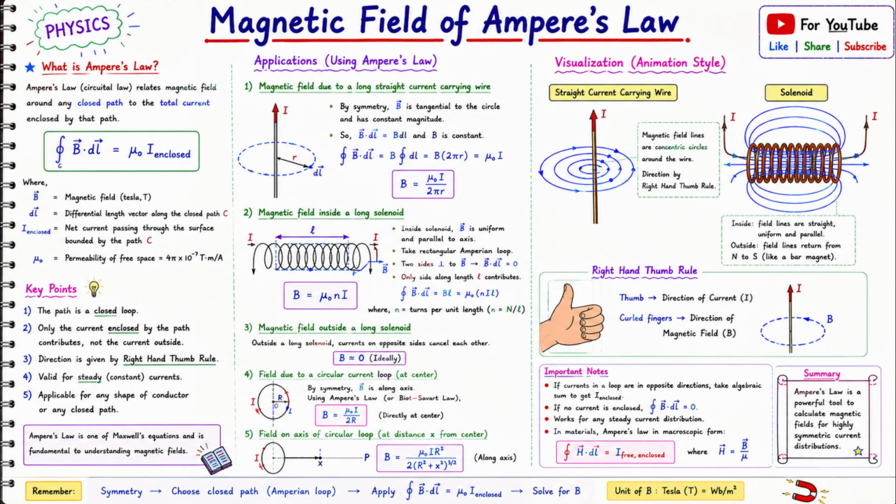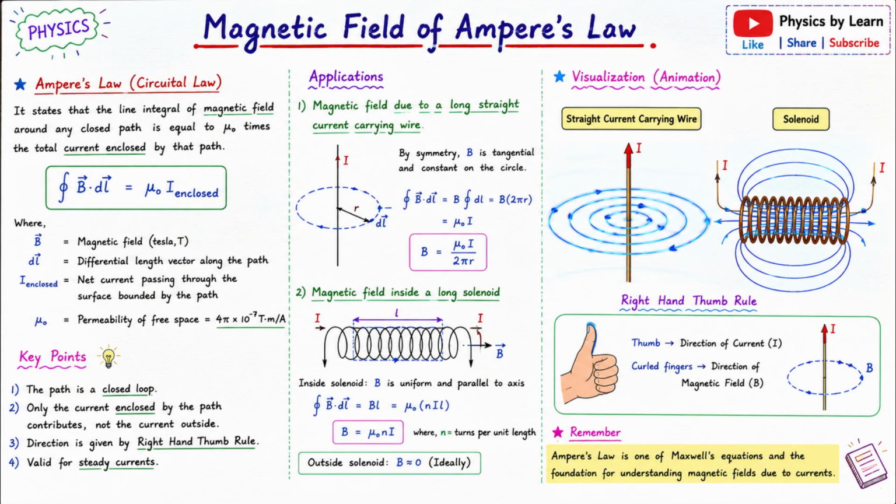Applications of Ampere's law. 1. Electric motors. Ampere's law helps understand the magnetic field produced by current-carrying coils. 2. Electromagnets. Solenoids use Ampere's law to create strong magnetic fields. 3. Transformers and electrical devices. Magnetic fields produced by currents are analyzed using electromagnetic laws.